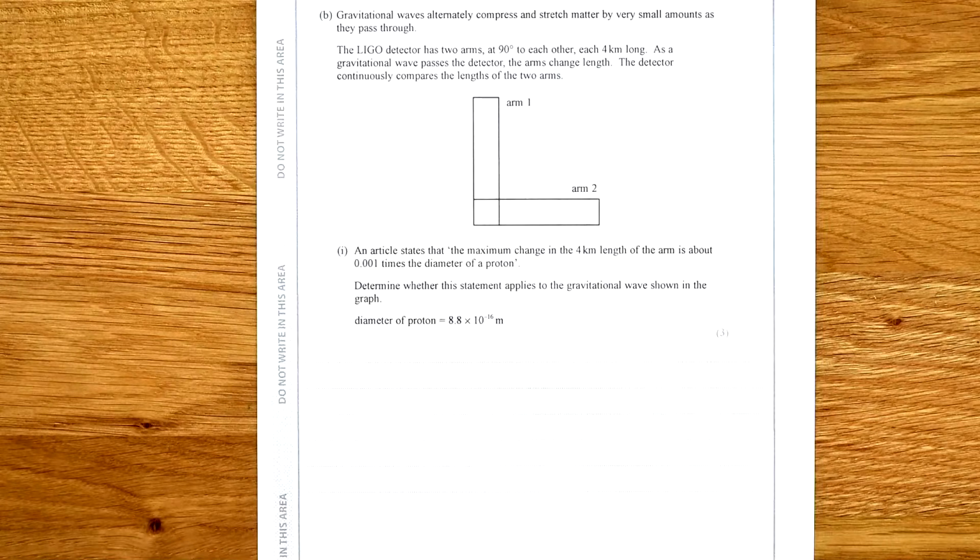B. Gravitational waves alternately compress and stretch matter by a very small amount as they pass through. The LIGO detector has 2 arms at 90 degrees to each other, each 4 kilometers long. As a gravitational wave passes the detector, the arms change length. The detector continuously compares the lengths of the 2 arms. An article states that the maximum change in the 4 kilometer length of the arm is about 0.001 times the diameter of a proton. Determine whether this statement applies to the gravitational wave shown in the graph.